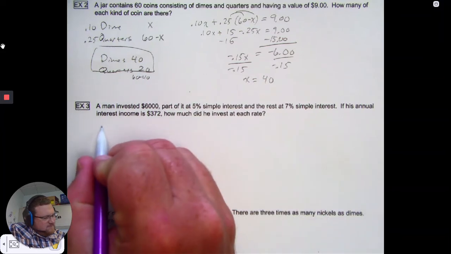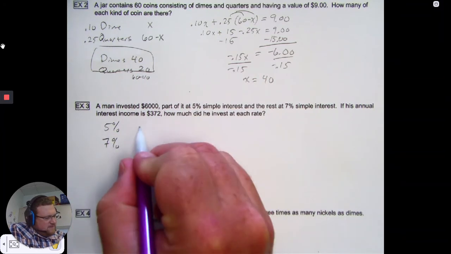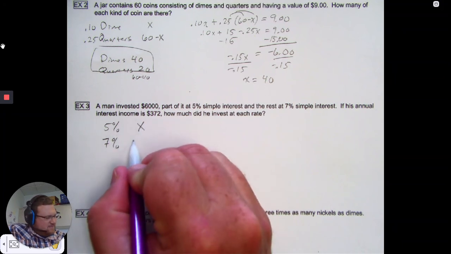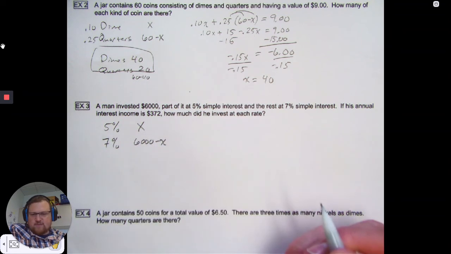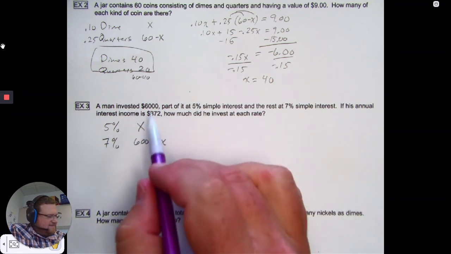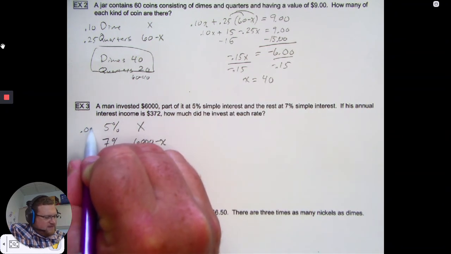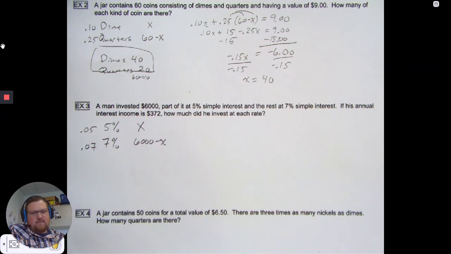So again, we have the same situation, right? We have a 5% and we have a 7%. If he invests X at 5%, to find out how much he invests at 7%, we just take the $6,000 total and subtract what it was that he invested at 5%. Now we do have to remember that 5% is 0.05 and 7% is 0.07.